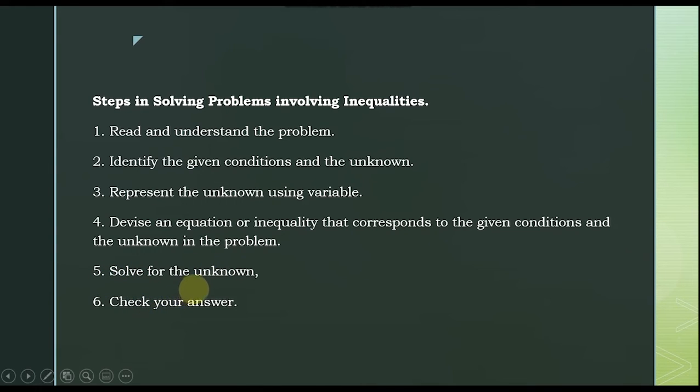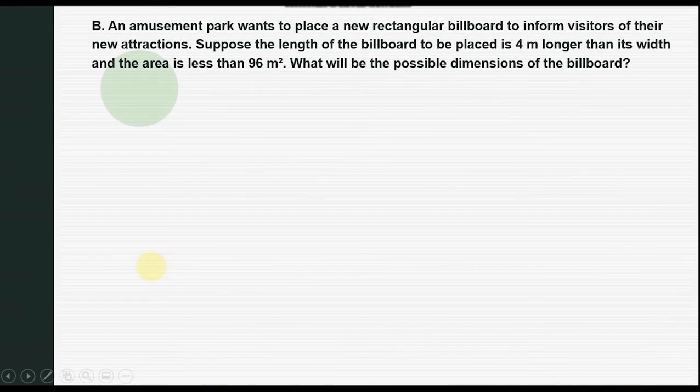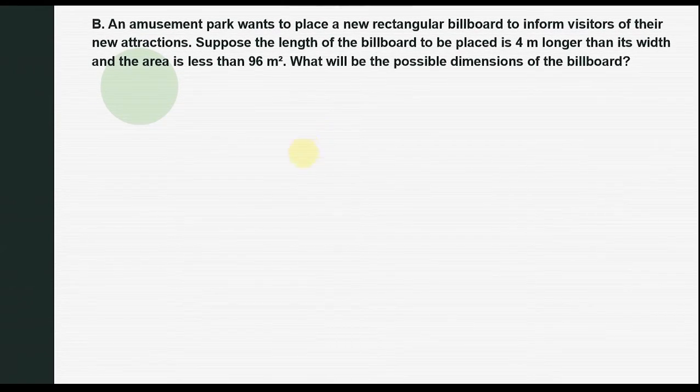All right, let's start answering our first problem. Our problem here is an amusement park wants to place a new rectangular billboard to inform visitors of their new attractions. Suppose the length of the billboard to be placed is 4 meters longer than its width and the area is less than 96 square meters. What will be the possible dimensions of the billboard? Now, we're done with step 1 in reading and understanding the problem.